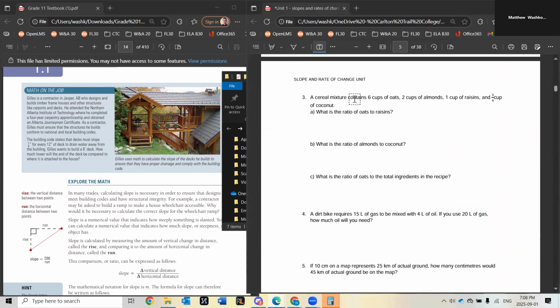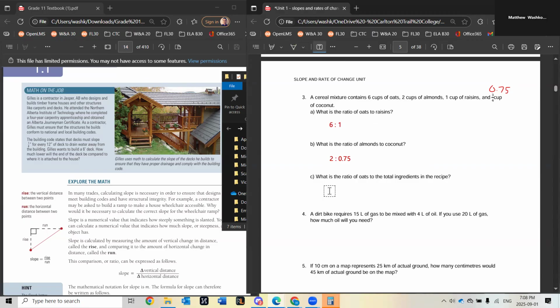A cereal mixture contains 6 cups of oats, 2 cups of almonds, 1 cup of raisins, and 3/4 or 0.75 cups of coconut. What's the ratio of oats to raisins? Well, there's 6 cups of oats for every 1 cup of raisins, so it's a 6 to 1 ratio. The ratio of almonds to coconuts is 2 to 0.75. There's only one decimal. We can keep it like that.